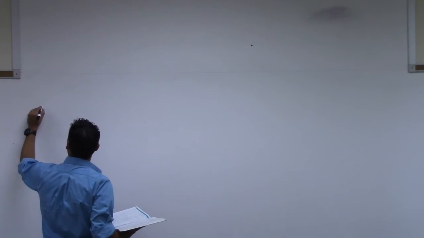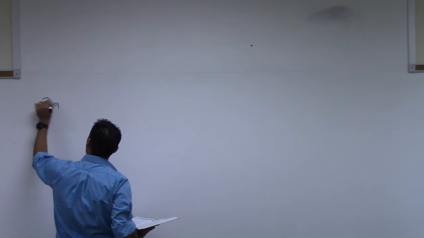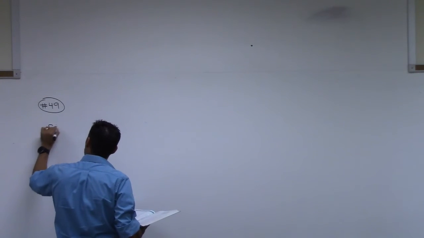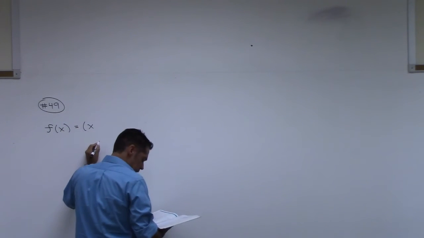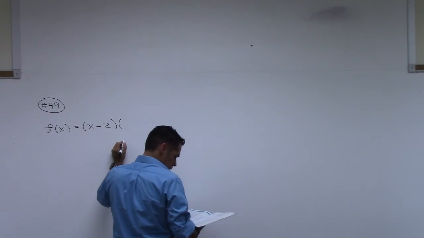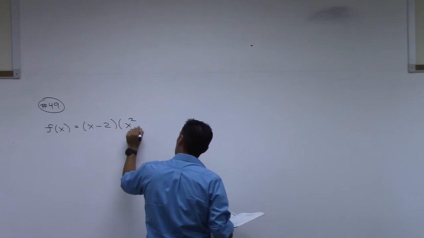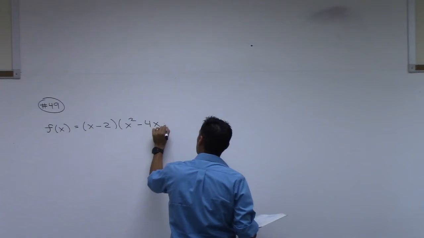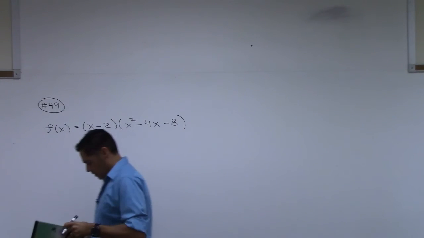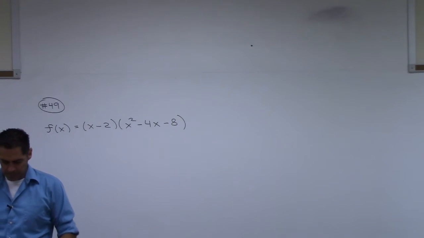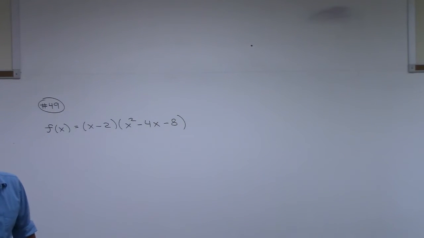All right. Number 49 off of 12.2. I'm being asked about this question here for the homework. X minus 2, then x squared minus 4x minus 8. Is this the one? Yes. Okay, so are you concerned about the sketching? Because remember I did say at the end not to sketch, right? I said don't sketch.